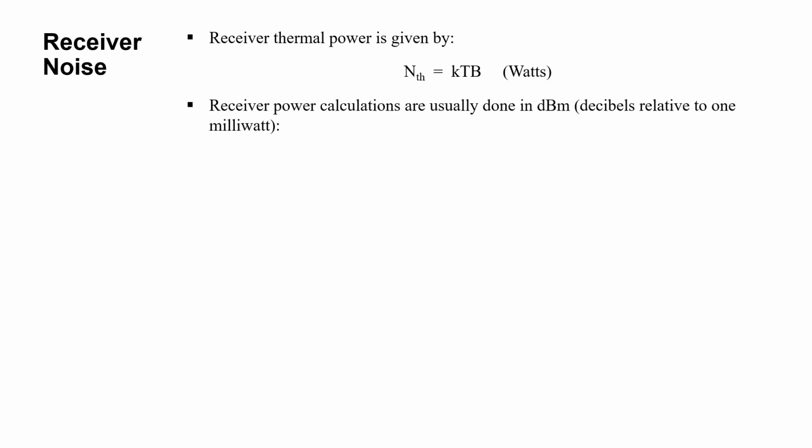Otherwise your answer will not be correct. Now, receiver noise. Receiver thermal power is given by N thermal is equal to KTB, that is in watt. Receiver power calculations are usually done in dBm, so decibel relative to 1 milliwatt.